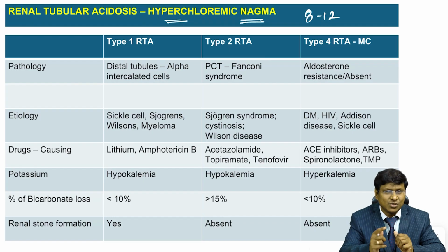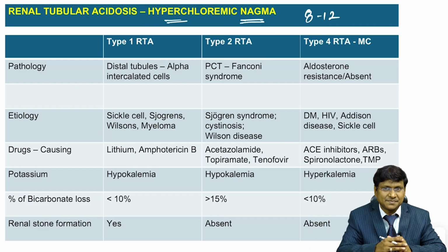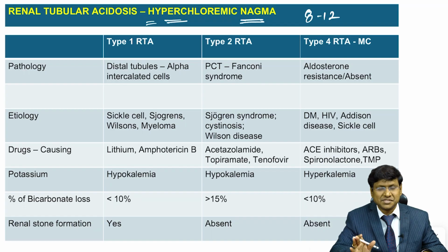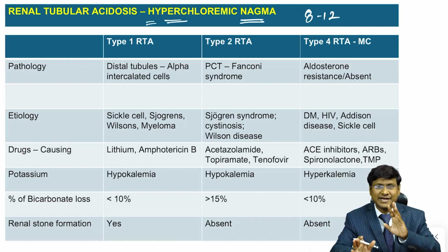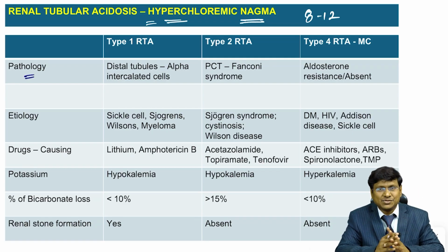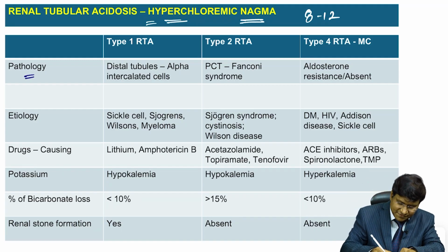Because in these patients there is loss of bicarbonate, which is a negatively charged ion. Now, the kidney, in order to compensate, because there is loss of bicarbonate, will try to reabsorb chloride, another negatively charged substance. So that will result in the hyperchloremic normal anion gap metabolic acidosis. And mainly we have three types: type 1, type 2 and type 4 renal tubular acidosis. In type 1 renal tubular acidosis, the pathology is in the distal tubule, where there is failure of secretion of the H+ ion.